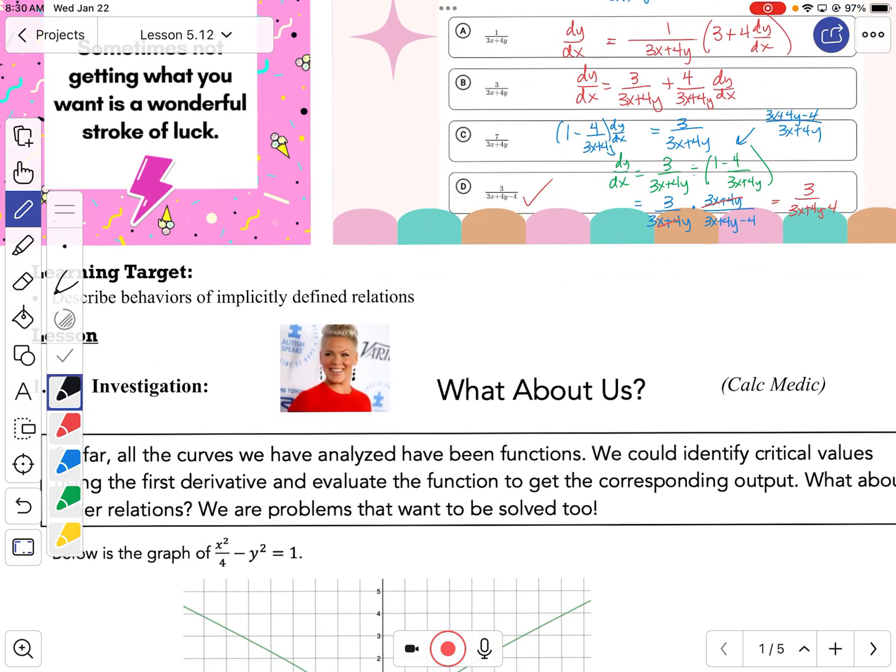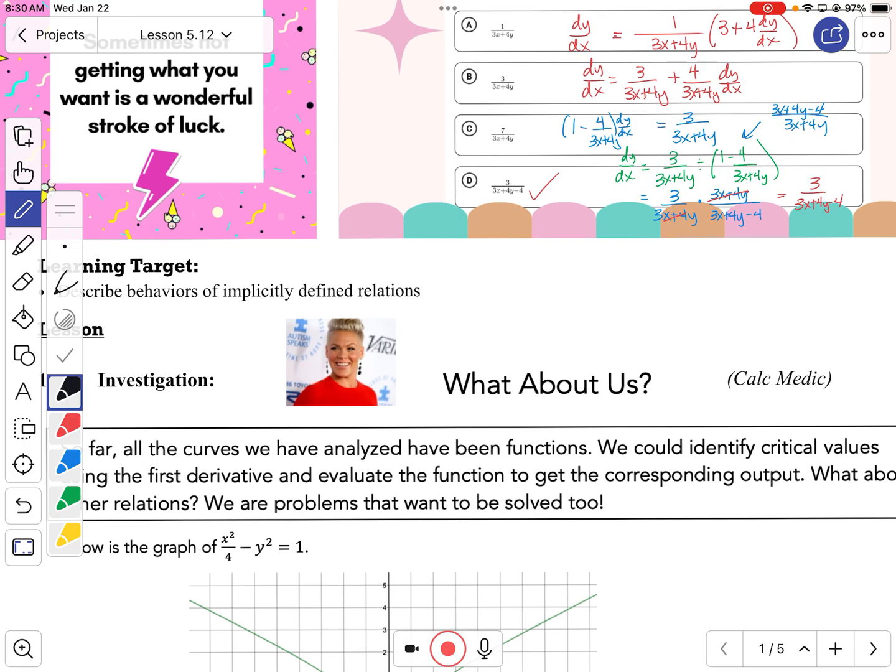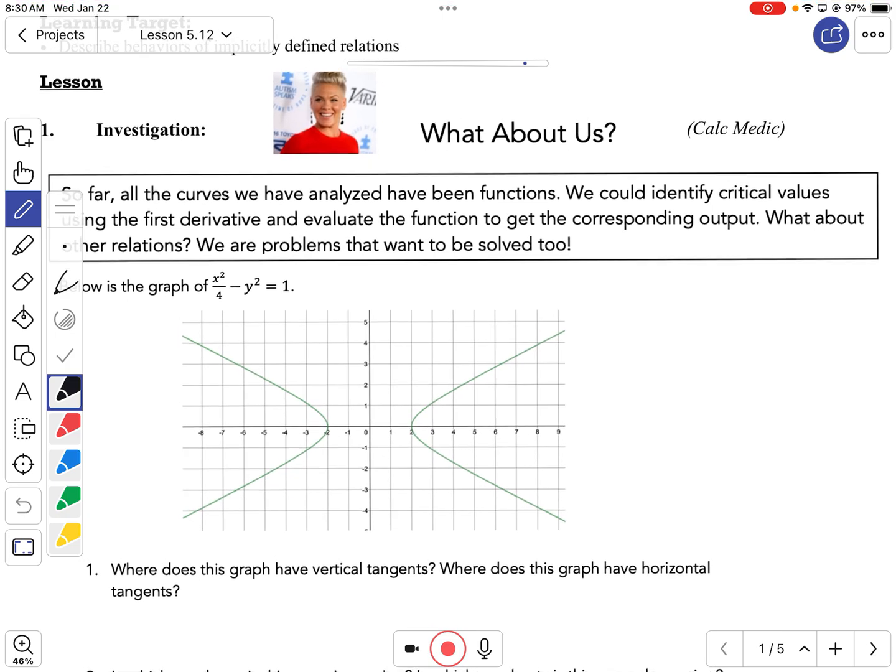So today we're going to talk about describing behaviors of implicitly defined relations. That's why we did a little implicit differentiation to start. So far, all the curves we've analyzed have been functions. We could identify critical values using the first derivative and evaluate the function to get the corresponding output. But what do we do with other relations where there are problems that want to be solved as well?